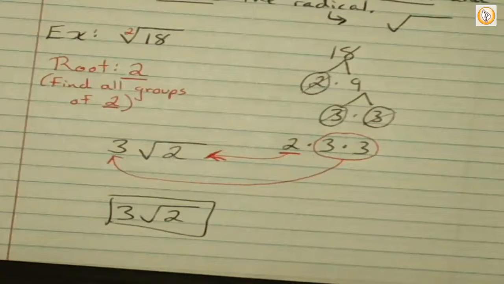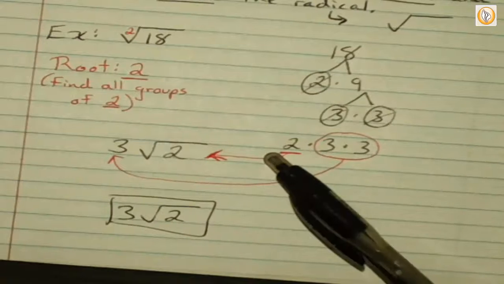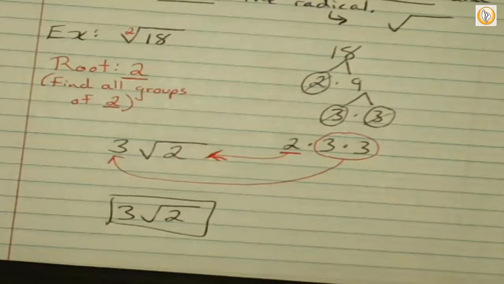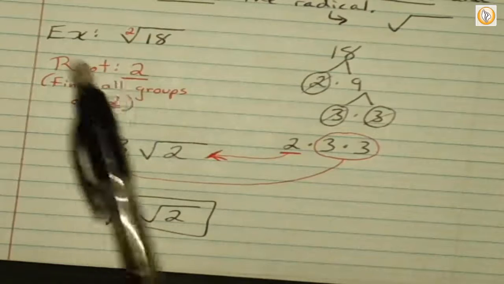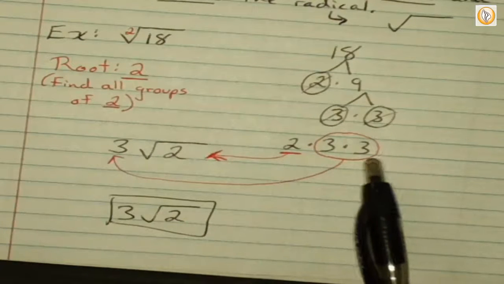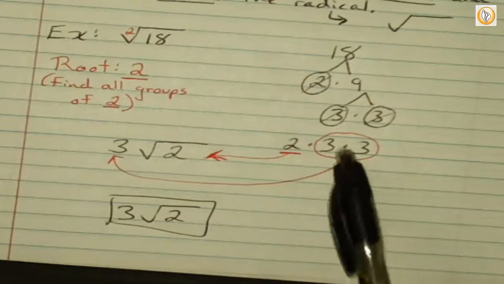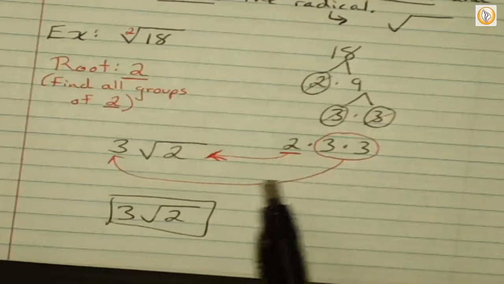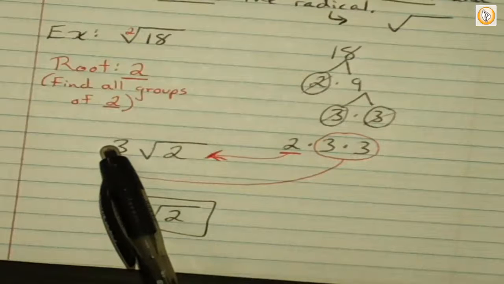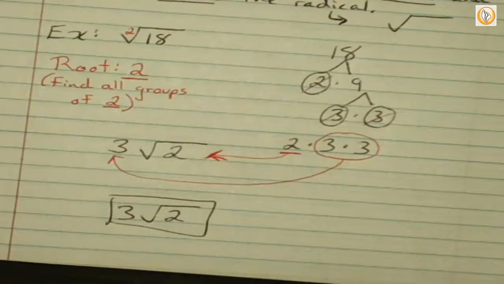So when simplifying, do your factor tree. Write out your prime factors in order. If the root is 2, then you're going to find all the groups of 2, or your pairs. Here's a group right here. Then one number representing that pair goes on the outside of the radical sign. Your leftover goes on the inside. There's your answer. That's simplifying it.